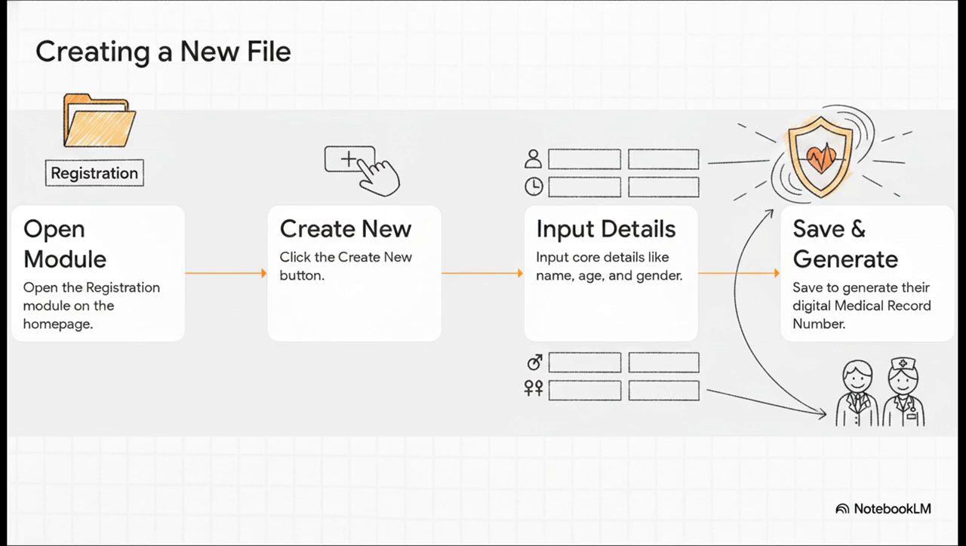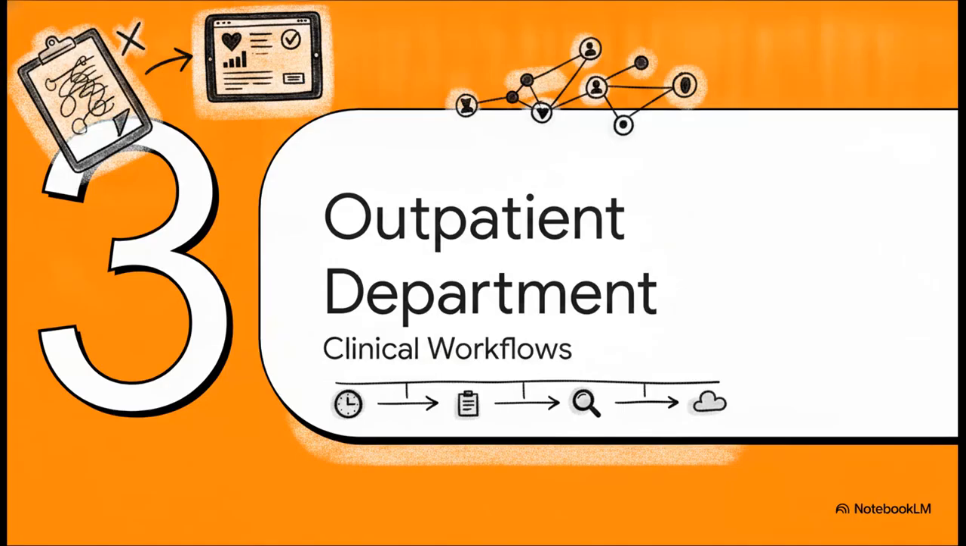The system's going to prompt you to type in John's core details: name, age, gender, the basics. Once you hit Save, magic happens. The system instantly generates a unique digital medical record number, or MRN. Just by completing those few simple steps, you've created a digital footprint that doctors and nurses can securely access anywhere in the facility, instantly.